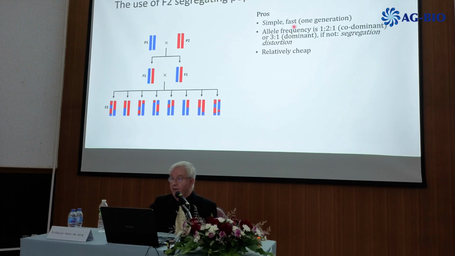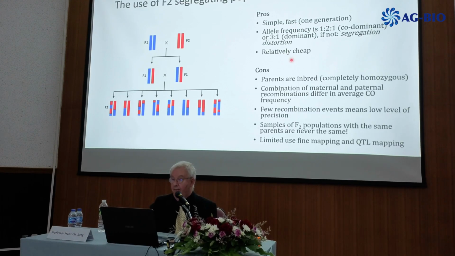Because the method is simple and fast, one generation, the method is cheap, but it has a lot of drawbacks. Parents must be inbred. They must be completely homozygous. You can do that often, but there are many crops which do not allow pure inbred lines because they get too weak.